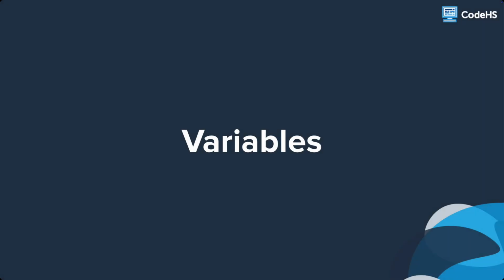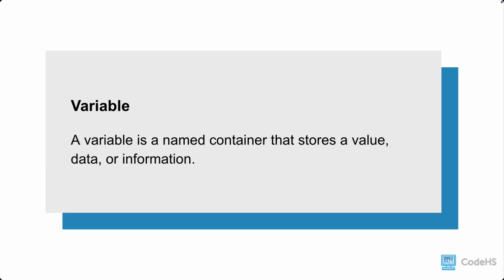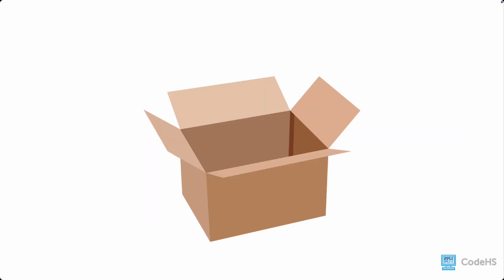Hi! In this lesson, you'll learn about public and private variables in Unity scripts. So, what is a variable? A variable is a named container that stores a value, data, or information. You can think of a variable as a labeled box. Once you place a value within that box, it can then be viewed by others or dynamically changed.